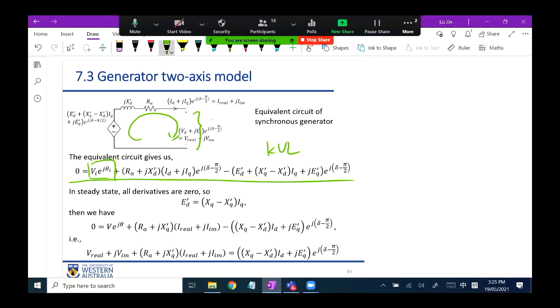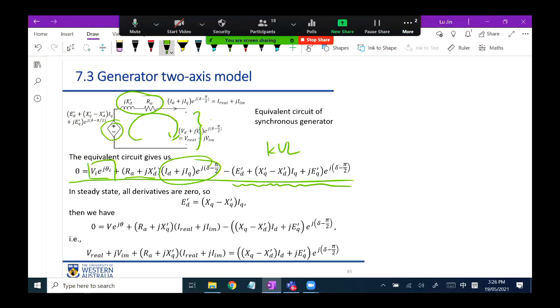In the next part, the second term here, RA plus j XD prime, is the total impedance of the armature in the generator. In other words, this RA plus j XD prime is the total impedance on top, and then multiplied by the current going through that. So the second term is calculating the voltage across the armature impedance. This voltage. By the end, this very, very long equation is actually the internal voltage here.